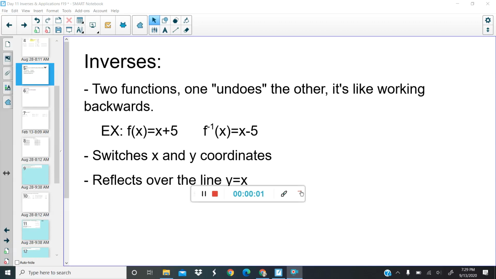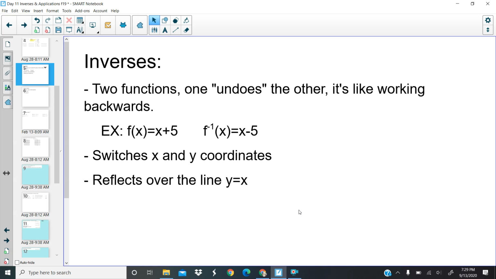Hey guys, today we are going to talk about inverses. If you have a function and then you find the inverse of the function, the inverse is kind of like the same function except it's working backwards. A way to think of it is that if you have a function, its inverse is going to undo whatever the function just did.